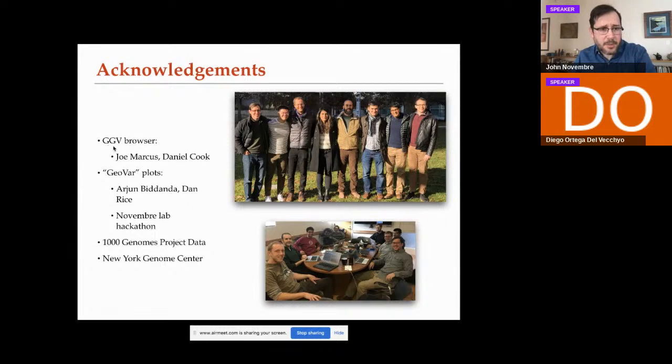The work I'm going to present is based on the GGV browser. That was work done by Joe Marcus, a former programmer, then PhD student, and now graduate of the lab, and Daniel Cook, who is a programmer for the lab. The GeoVar plots I'm going to talk about are work that started in this hackathon and then got developed more in the hands of Arjun Vedanda and Dan Rice, a graduate student and postdoc, respectively. We build on the 1,000 Genomes data, including the recent sequence version of it from the New York Genome Center, and we are extremely thankful for those data sets and their generation.